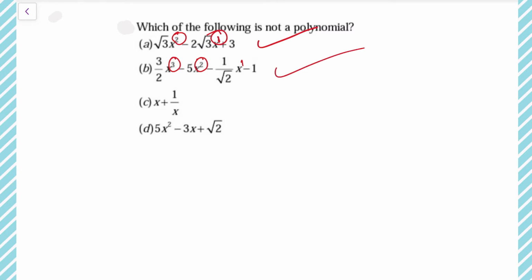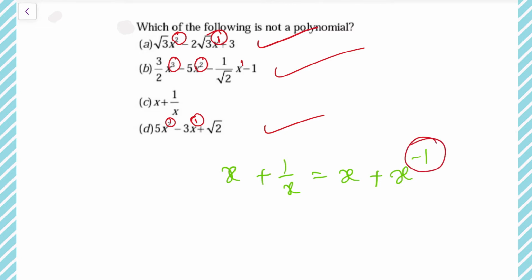Next, the last one, if you observe here, power 2 is a whole number, power 1 is a whole number, so this is a polynomial. Then what about option 3? X plus 1 by x is equal to x as it is, plus 1 by x can be written as x power minus 1. Here the power is minus 1. Minus 1 is not a whole number, so that's why this is not a polynomial. So option C.